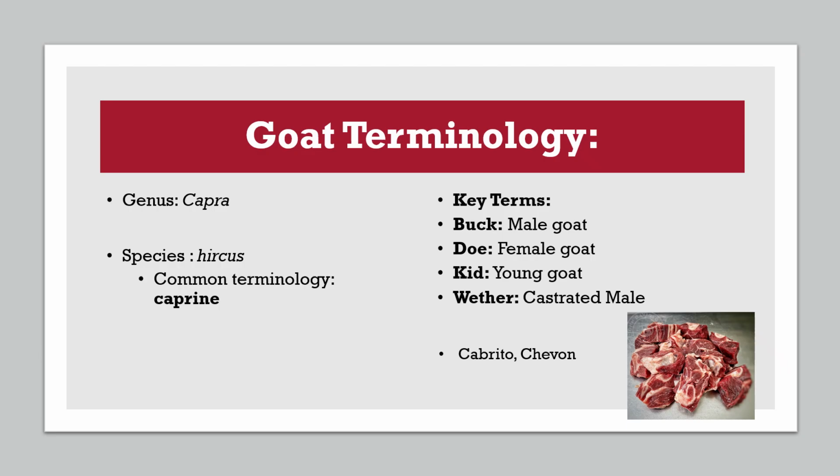Some of the goat terminology that we have include genus, that's Capra, species, Carcass. Commonly the terminology is caprine. The key terms for a male goat, that's a buck, female goat, doe, and then a young goat, kid, and a castrated male, a wether. Also, the sheep shares this name. So for the meat, you will hear chevron, which is an old goat meat. And then for those young ones, we call them cabrito.